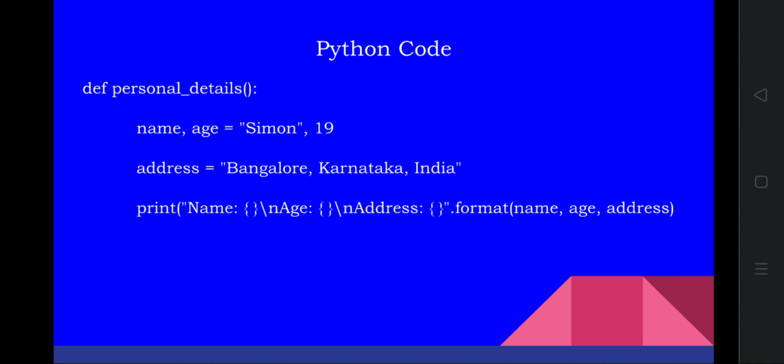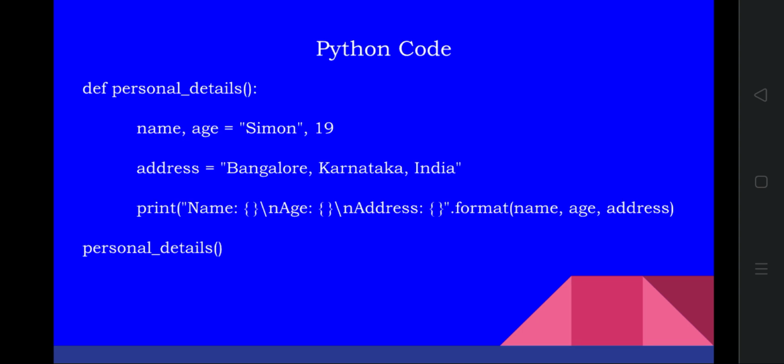Within brackets, give how many variables you want to use: name, age and address. All three variables are given in the order name, age and address, and the bracket is closed. So this is the print statement which is going to print the values in order. And now we are giving the function name personal_details. This will call the function. Just giving the function name means it's a function call. Since there are no parameters, it is just calling without any parameter.